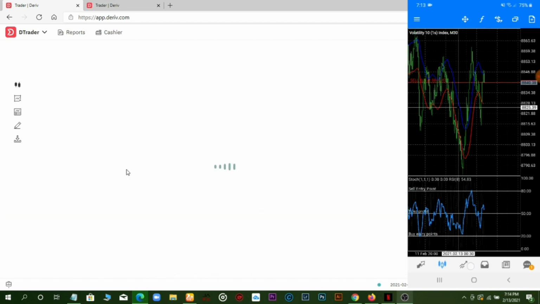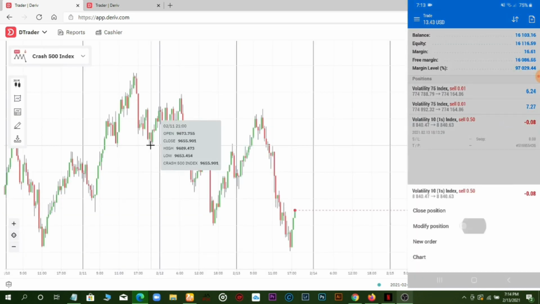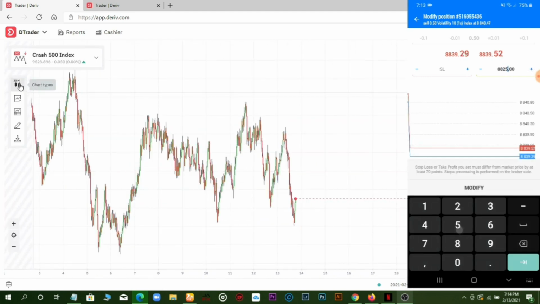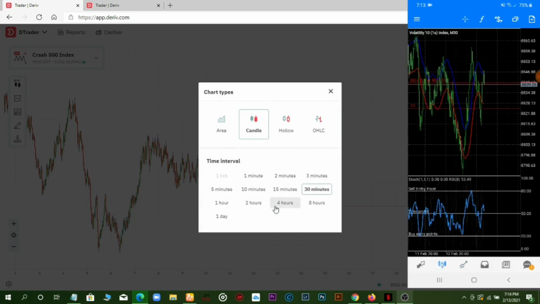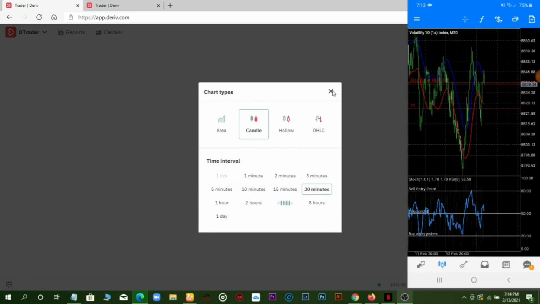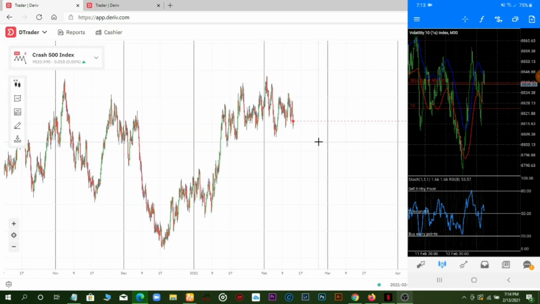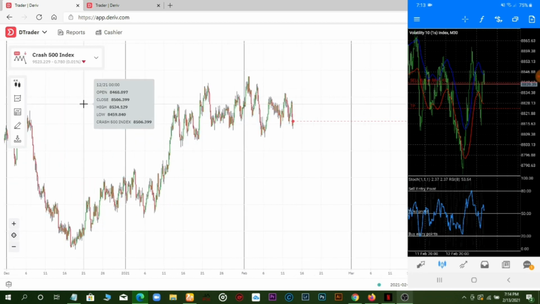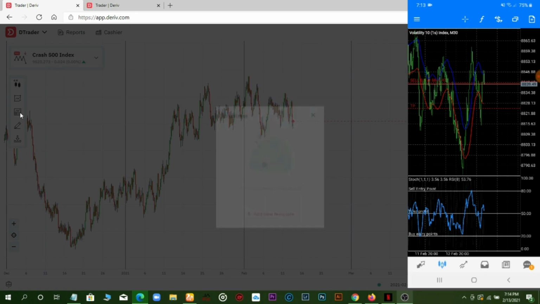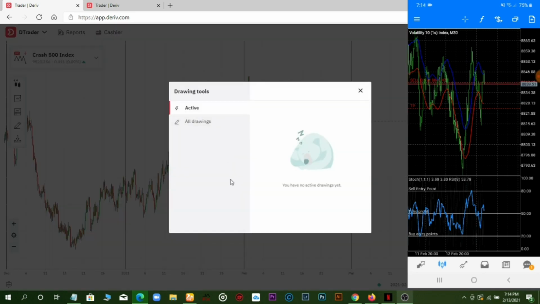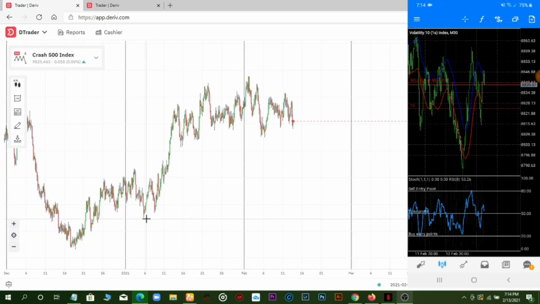So I'm just going to easily sell and put my take profit at the support level, and we go analyze another pair. We're analyzing the crash 500 index. So we sold the volatility 10 1S and just put our TP at the support level, as you can see on my phone screen over there. Now this is the crash 500 index. Let's go and analyze it.